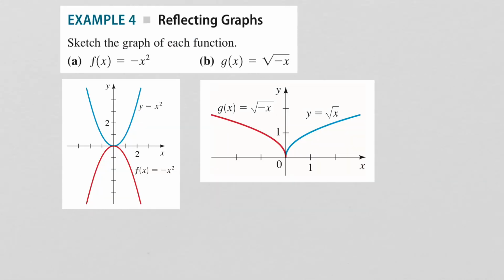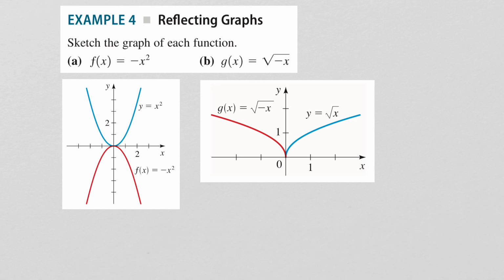Suppose we want to graph each of the following functions. In part A, we have f of x equals negative x squared. So we know that x squared is the parabola that you see here. So we have just put a negative in front of that function. That is going to reflect this graph over the x-axis. So negative x squared is simply this red graph that you see here.